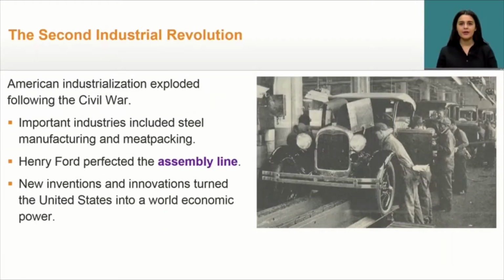Until the Civil War, the U.S. remained a primarily agrarian society. That would all change following the innovations of big business owners like Andrew Carnegie. American industrialization exploded following the Civil War. Important industries included steel manufacturing and meatpacking.